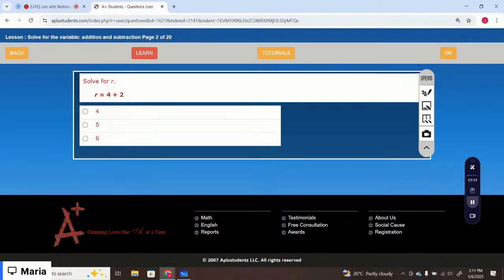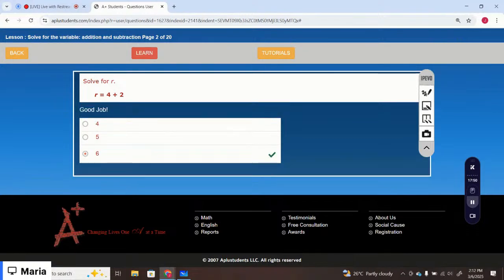r equals 4 plus 2. That is 6. 4 plus 2 equals 6. Option number 3 is the correct option. r equals 6.